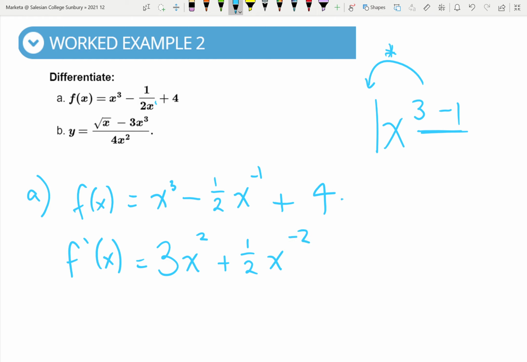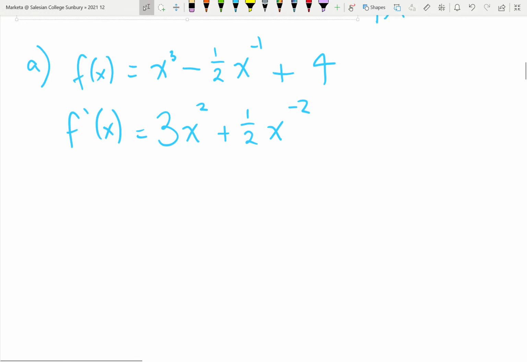And then the 4, well, this is x to the power of 0, because anything to the power of 0 is 1. 0 times 4 is 0, x to the power of -1, but if you're timesing by 0, well, it eliminates it anyway. So you don't need to show that, but just to point out to you why it eliminates. And look, you may want to put them in one line.